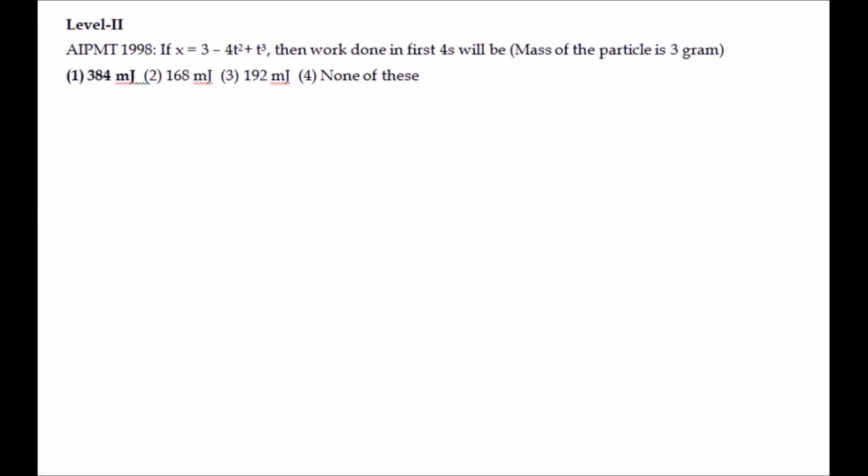Now we'll see one problem of level 2, and this problem I have picked from AIPMT 1998. The problem says that if x is equal to 3 minus 4t square plus t cube, then the work done in the first 4 seconds will be. The mass of the particle is given, x is given, and you have to calculate the work done in the first 4 seconds. Again, you just apply the work energy theorem, that W is equal to the change in kinetic energy, and x is given.